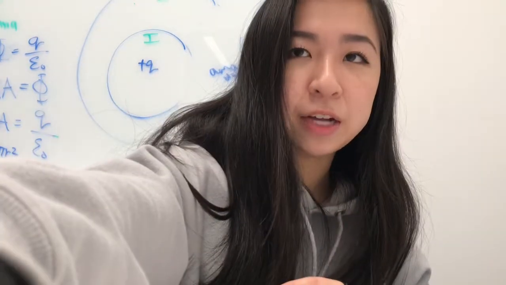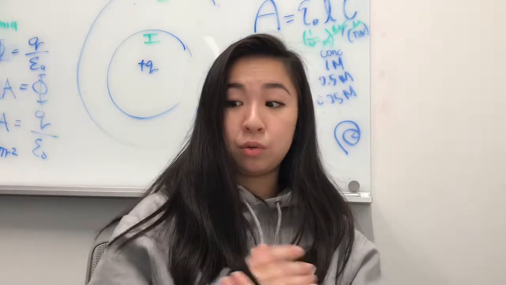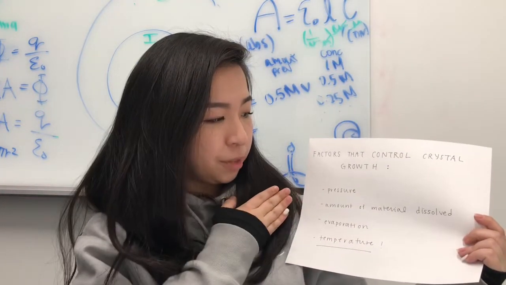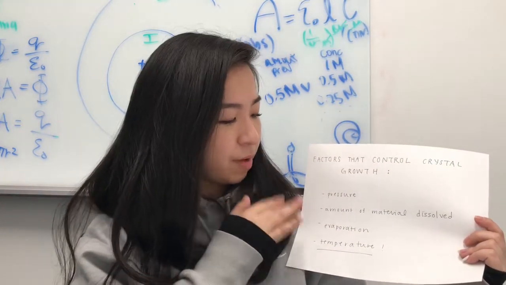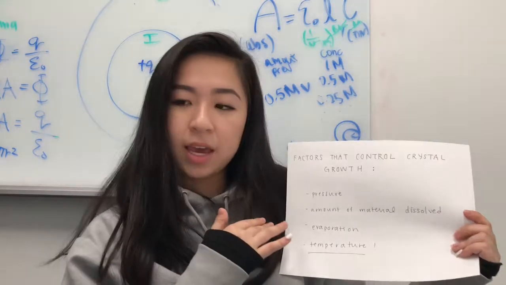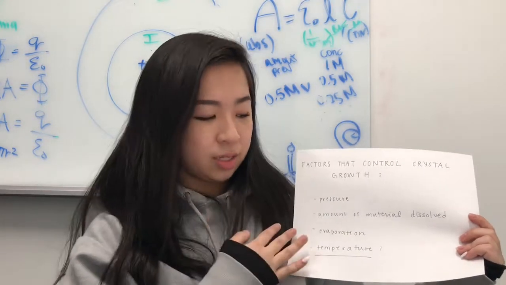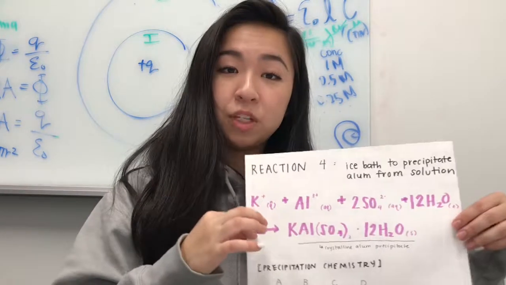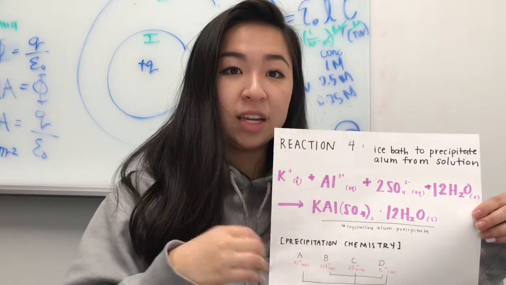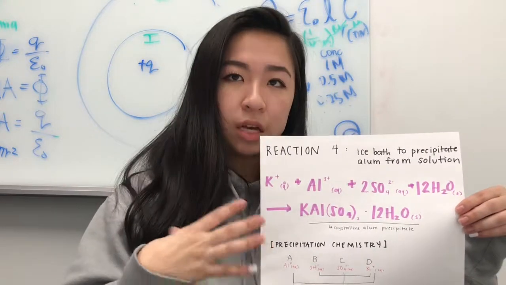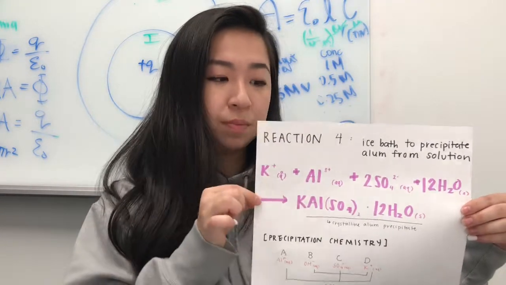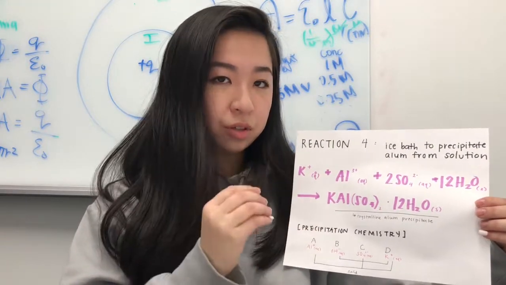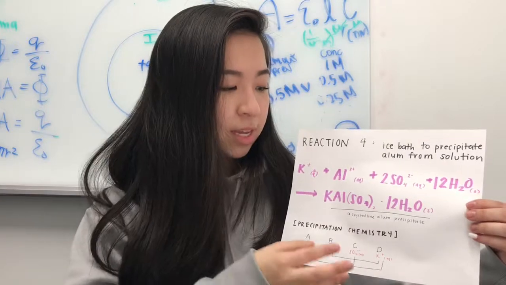Now, there are several factors that do control crystal growth. Some of them include pressure, amount of material dissolved, evaporation, and temperature. And we're going to look more into the temperature aspect. So as mentioned before in the last reaction, we added the sulfuric acid to the ions in order to create this precipitate right here. In the procedure, we added the ice bath to the solution in order to create this precipitate.